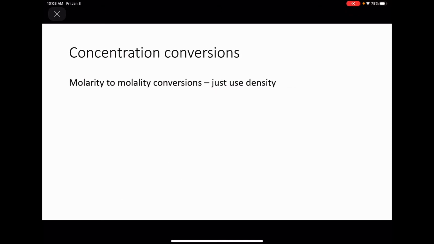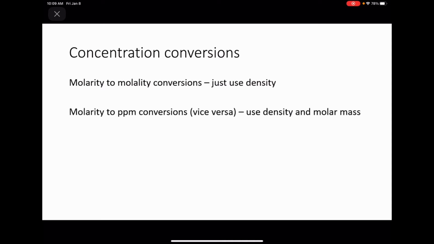So let's look at converting between these concentrations. We know how to do molarity, so molarities are kind of standard. We're going to go back and forth between them. To do molarity to molality conversions, you have to use density, okay? Just using density, because we're just going from liters to kilograms. We're not going to do any example problems of that. Most of the time you won't see molality.